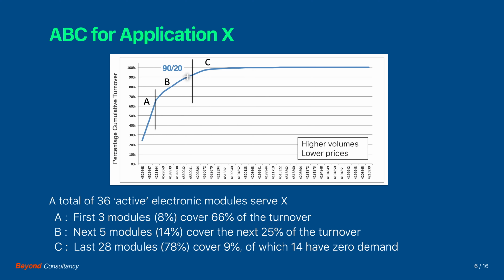A total of 36 electronic modules serve the application X. The first three modules cover 66% of the total turnover. More broadly speaking, the first 20% of the modules cover 90% of the turnover. This includes the A items and almost all of the B items. The C items form nearly 80% of the modules, but cover less than 10% of the turnover. On top of this, half of the C items did not even have demand.